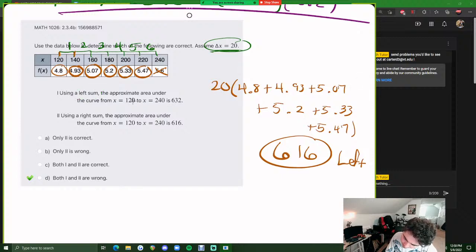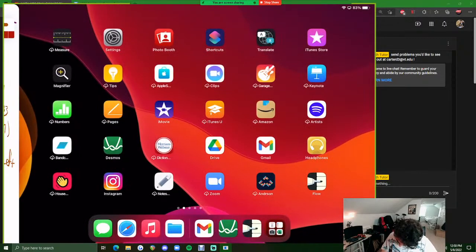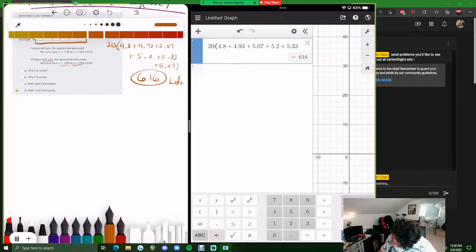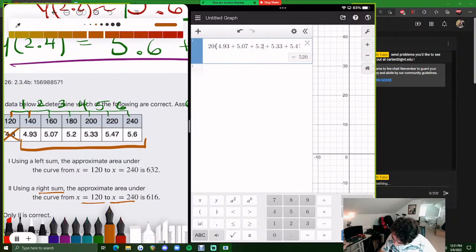Now, for the right sum, they say using a right sum, the area from 120 to 240 is 616. So really, it'd be very similar, except we would use all these y values and leave off the leftmost value. So we can just go in Desmos, hopefully, and change the very first value. We can leave the width. The width is the same. So we're starting at the 4.93 and going all the way to the very end. And next to the 5.47, we're just going to tack on 5.6.